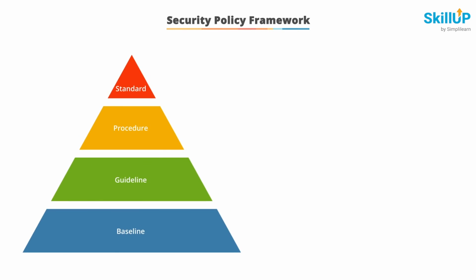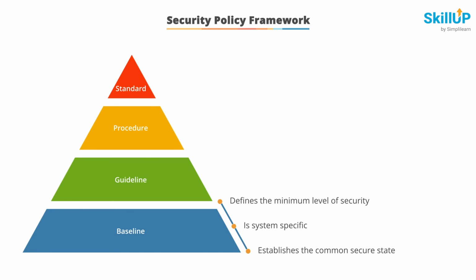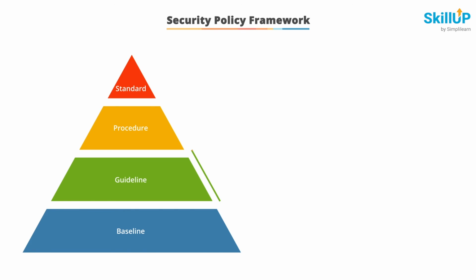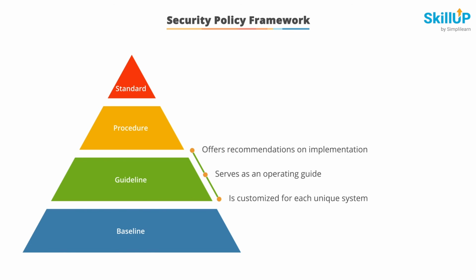The security policy framework. Baselines. Baselines define the minimum level of security that every system must meet. They are system-specific, and they establish the common secure state. Guidelines. They offer recommendations on implementation. They serve as an operating guide. They are flexible. They can be customized for each unique system.